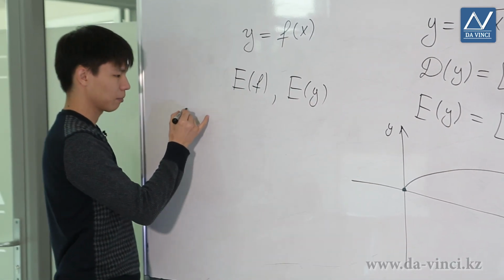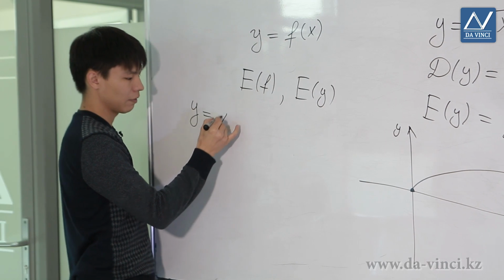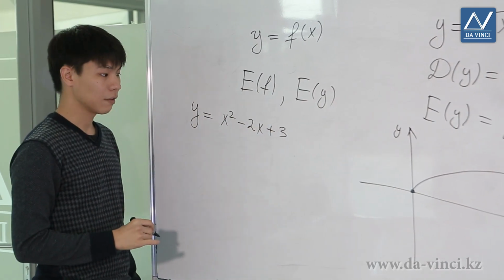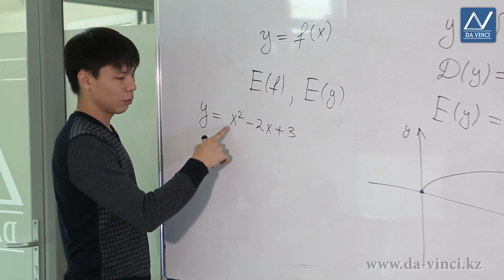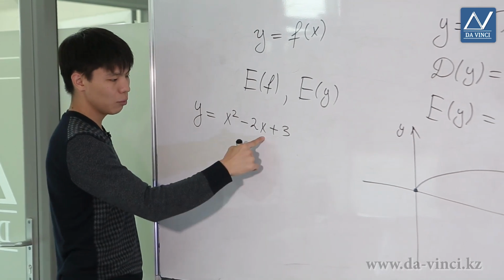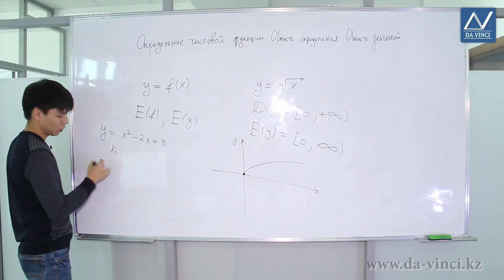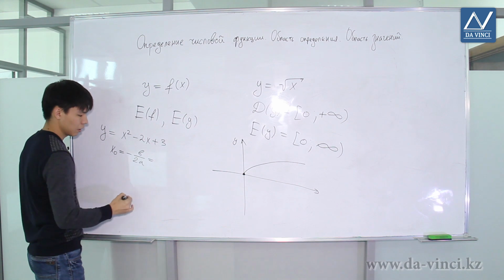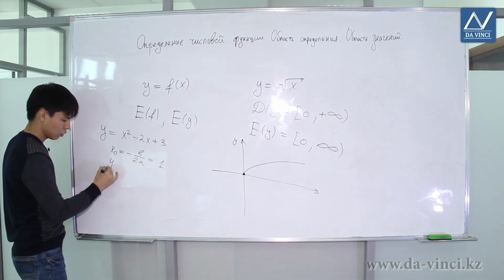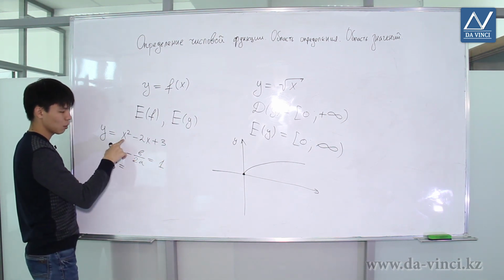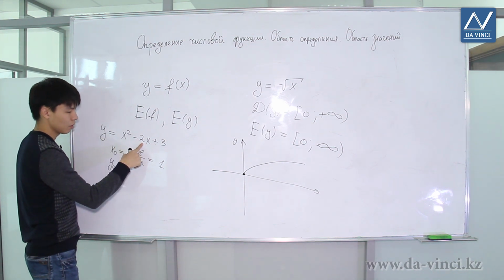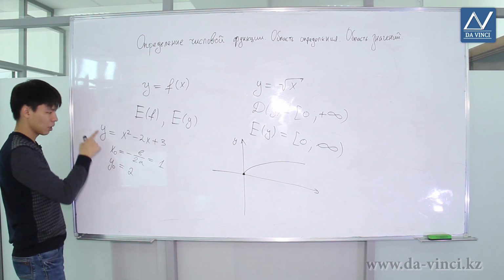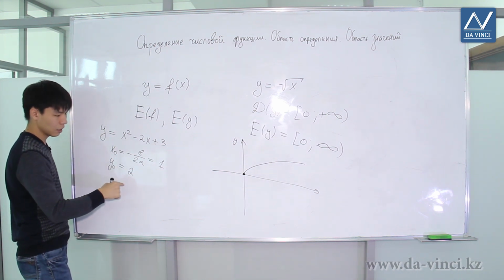Let's take a look at another example. Y is equal to x squared minus 2x plus 3. We need to find the range of this function. Since this is a graph of a parabola, let's find its vertex. Let me remind you that the vertex is found by the formula x0 is equal to minus b by 2a. It will be 1. To find the coordinates of the vertex, we will substitute this 1 here. 1 minus 2 plus 3, that's 2. So this is a parabola with vertex coordinates 1 and 2.